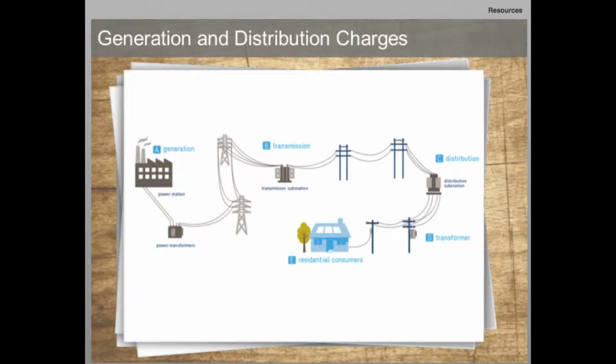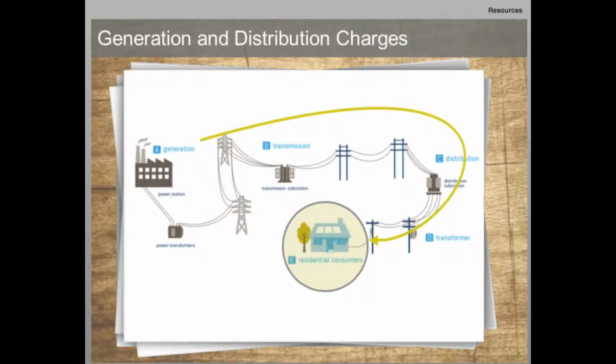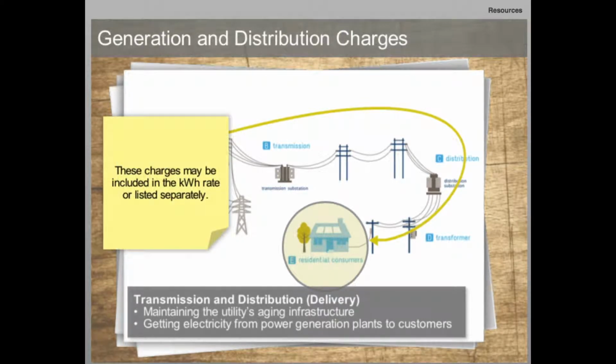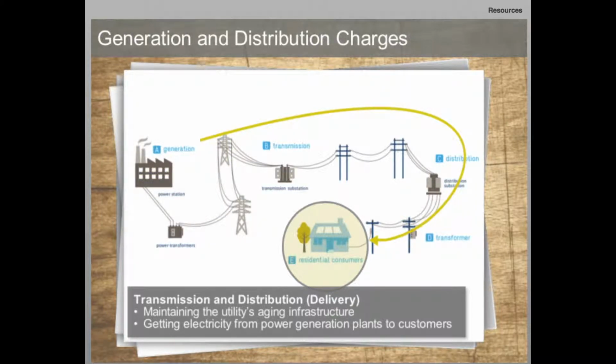A small percentage of the electricity that they generate comes from hydro and other renewable sources of energy. Utilities also charge customers for maintaining their aging infrastructure and delivering electricity to customers' homes. This is typically listed as transmission and distribution or delivery charges. These charges may be included in the kilowatt-hour rate, or they might be listed separately. In any case, they are a big portion of the customer's utility bills, anywhere from 40 to 60% of the bill.